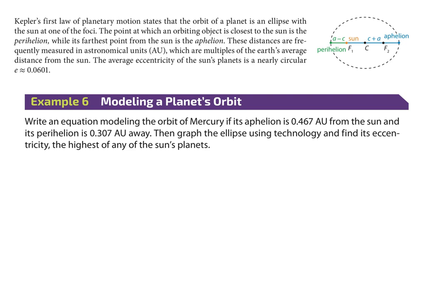So the way that we find the value of A is to take this major axis and cut it in half, right? So if I add my 0.307 to my 0.467, then I should get the entire length of the axis. And if I cut it in half, I will get my A value, right? So my A value here, when you do that, looks like this. That should be the entire major axis there.